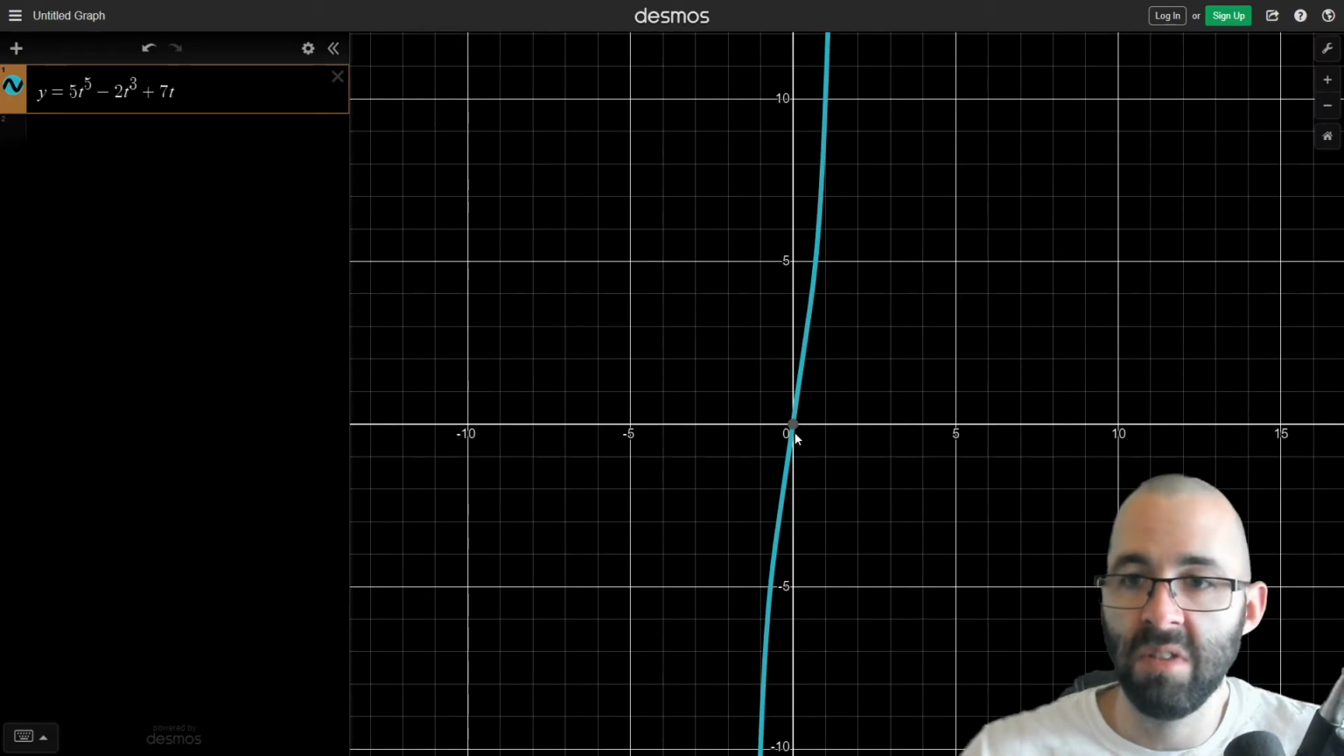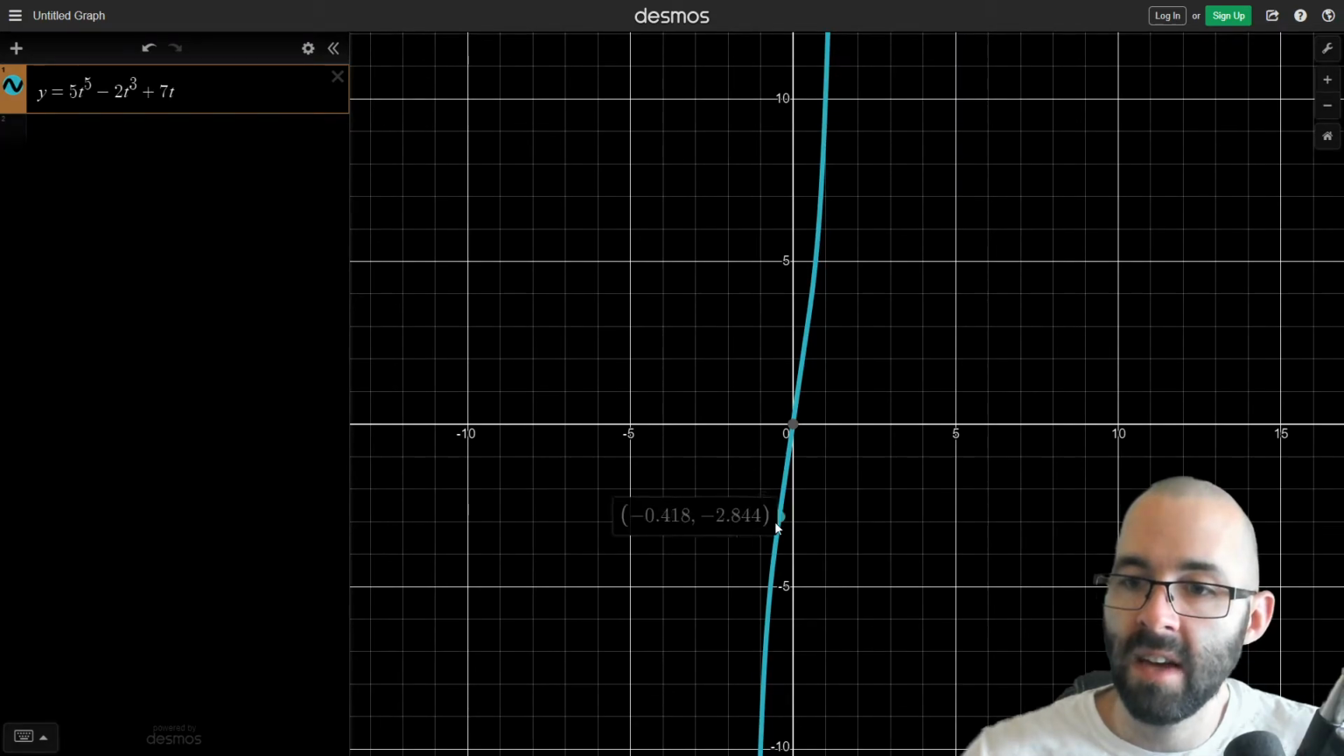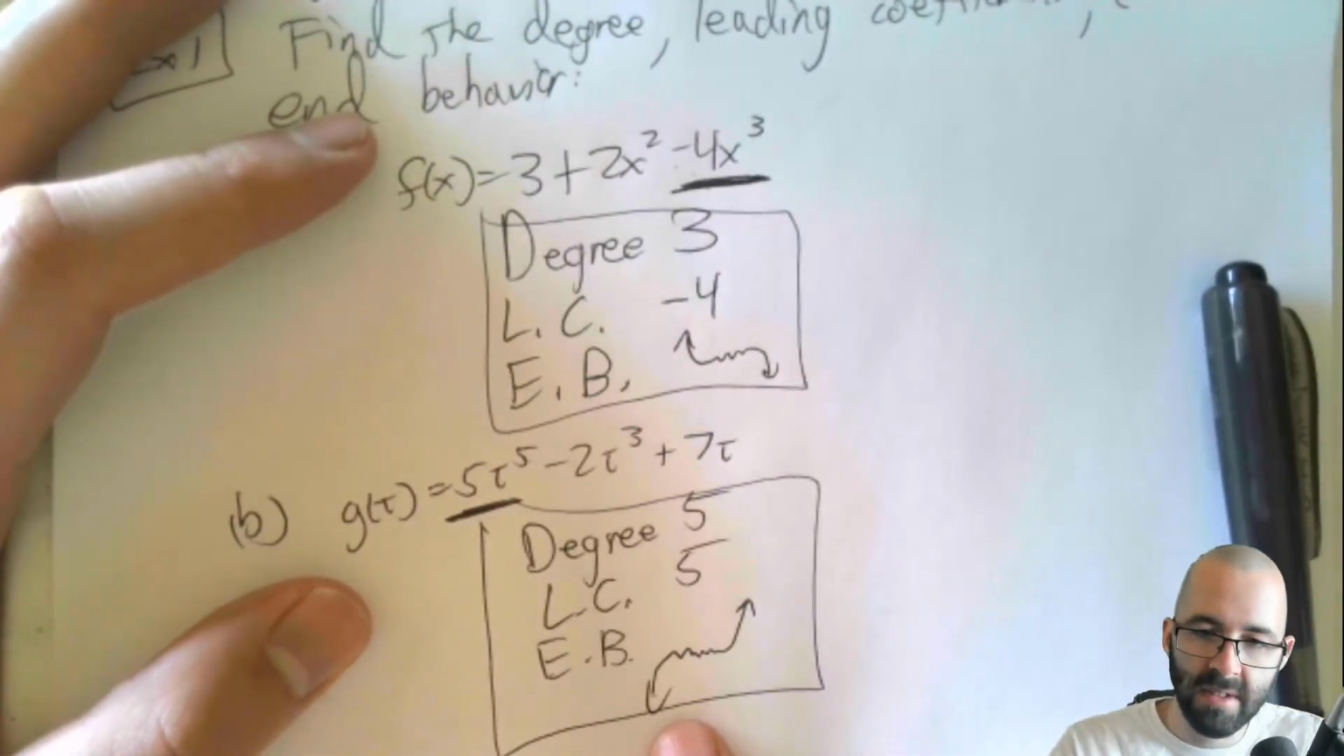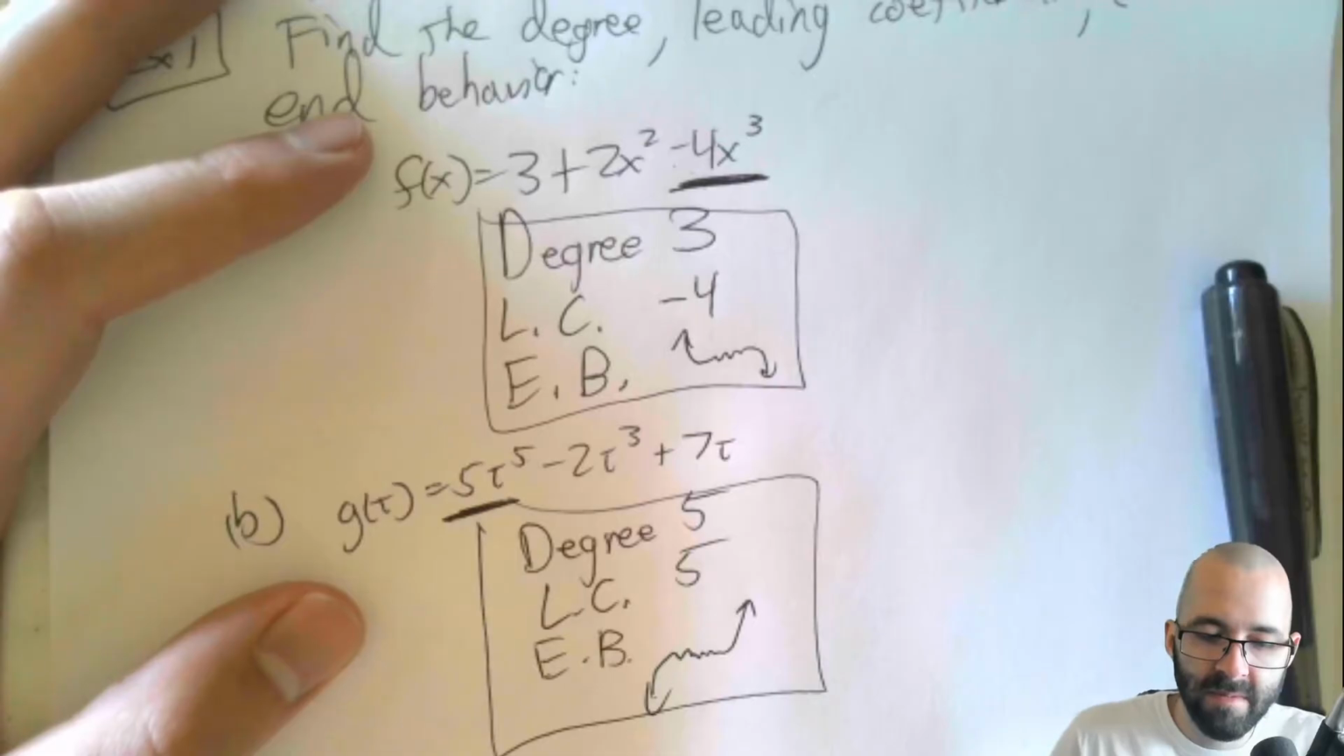That's doing something weird in the middle, but just like we said, it's going to go up on the right and down on the left. All right, that's exactly what we had. Up on the right, down on the left. That's our right end behavior.